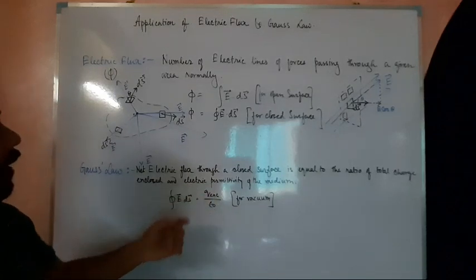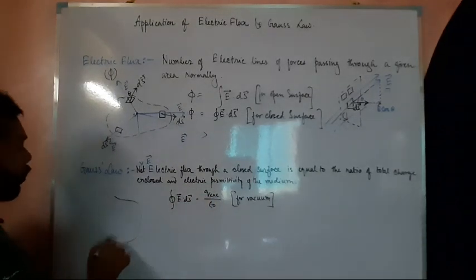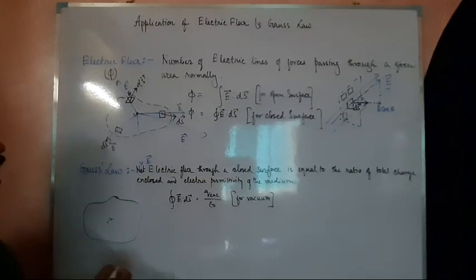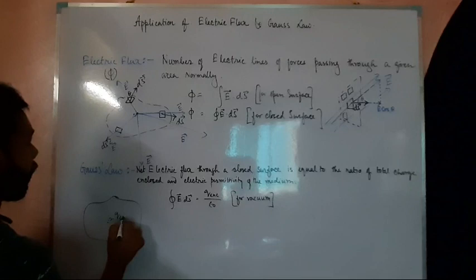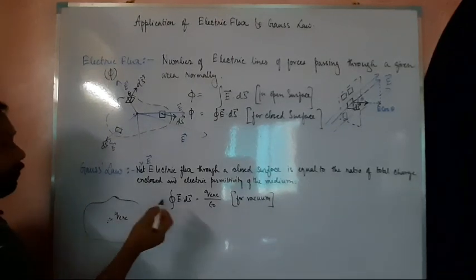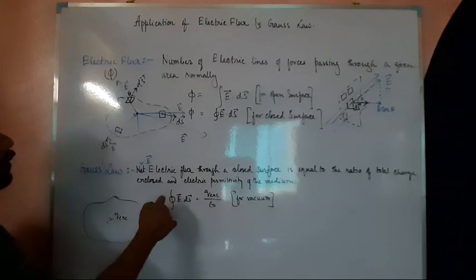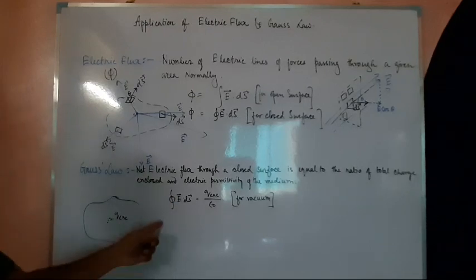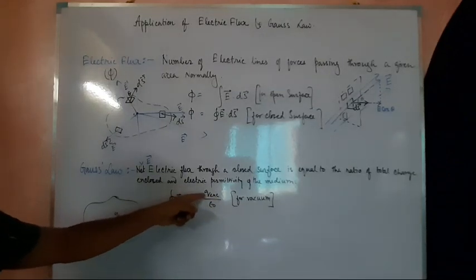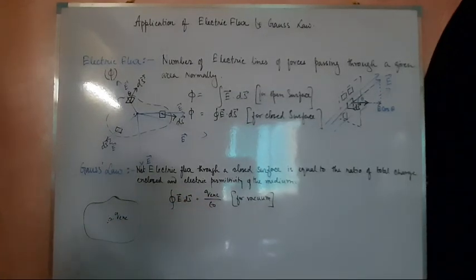If Q is the amount of charge enclosed by the closed area, then the electric field can be found by doing that closed integral E dot ds, which will obviously be equal to the ratio Q enclosed by epsilon naught.